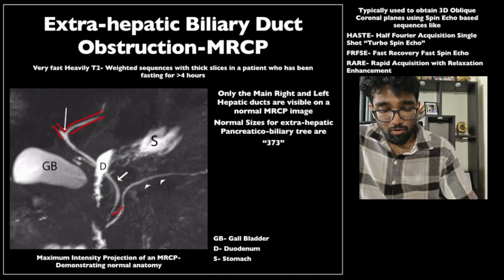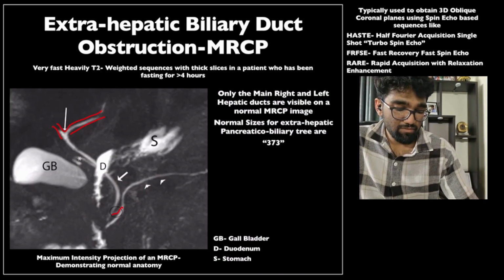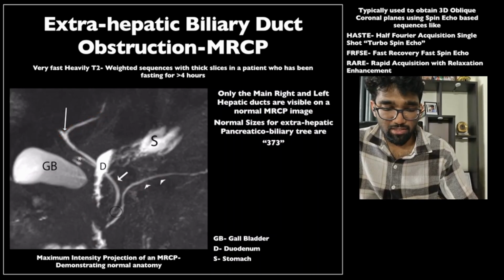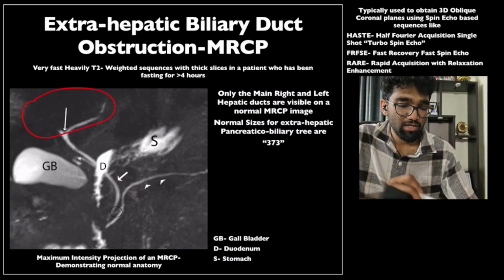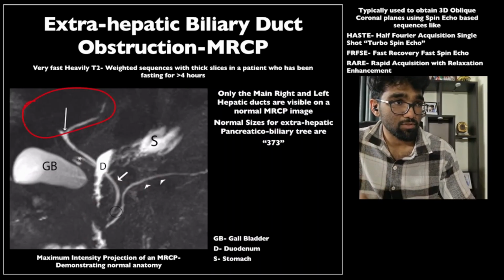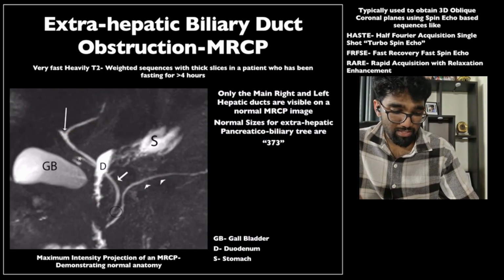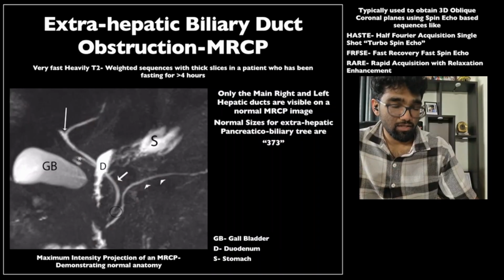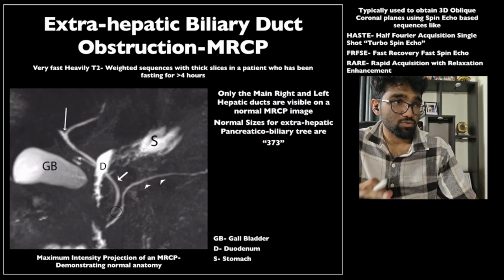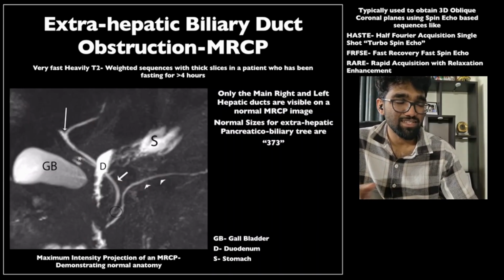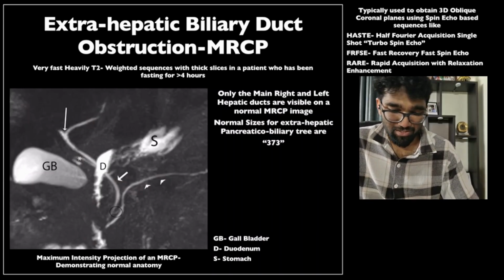Now, basically, when we say that there is intrahepatic or extrahepatic biliary dilatation: if there is any intrahepatic biliary radical that is visible on the MRCP, that is not normal, except for the main right and left hepatic ducts. Otherwise, we use a cutoff of 373. So 373 Kelvin is 100 degrees centigrade. That's how I remember it.